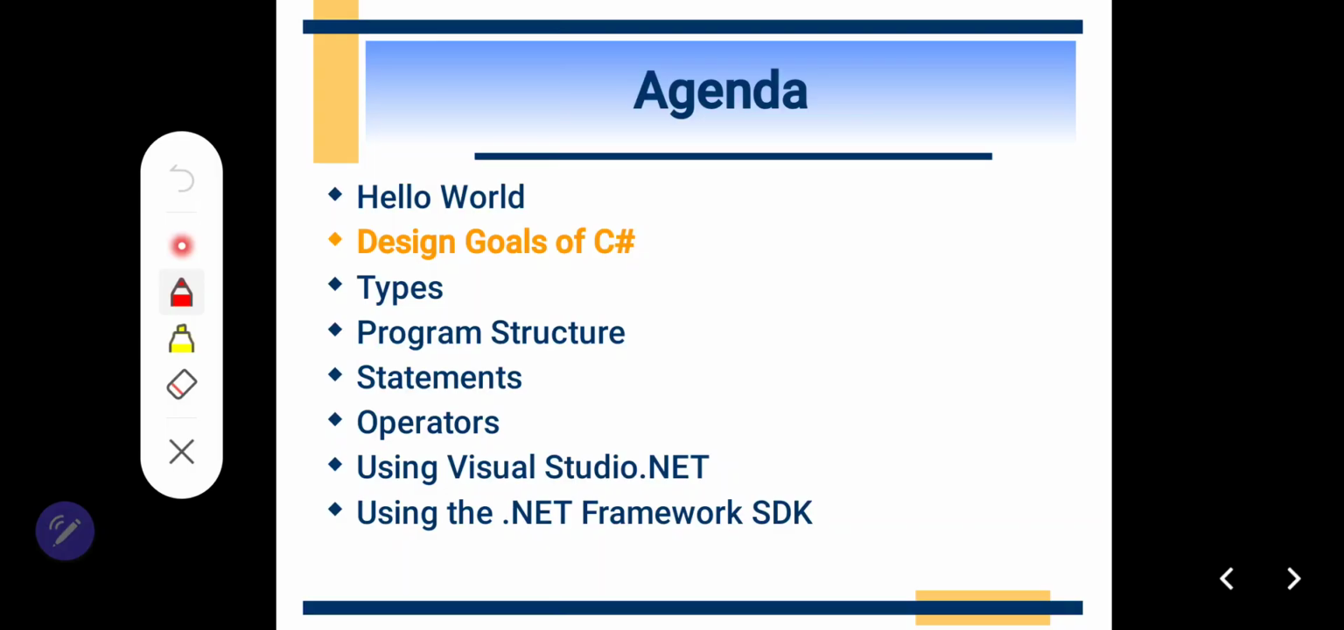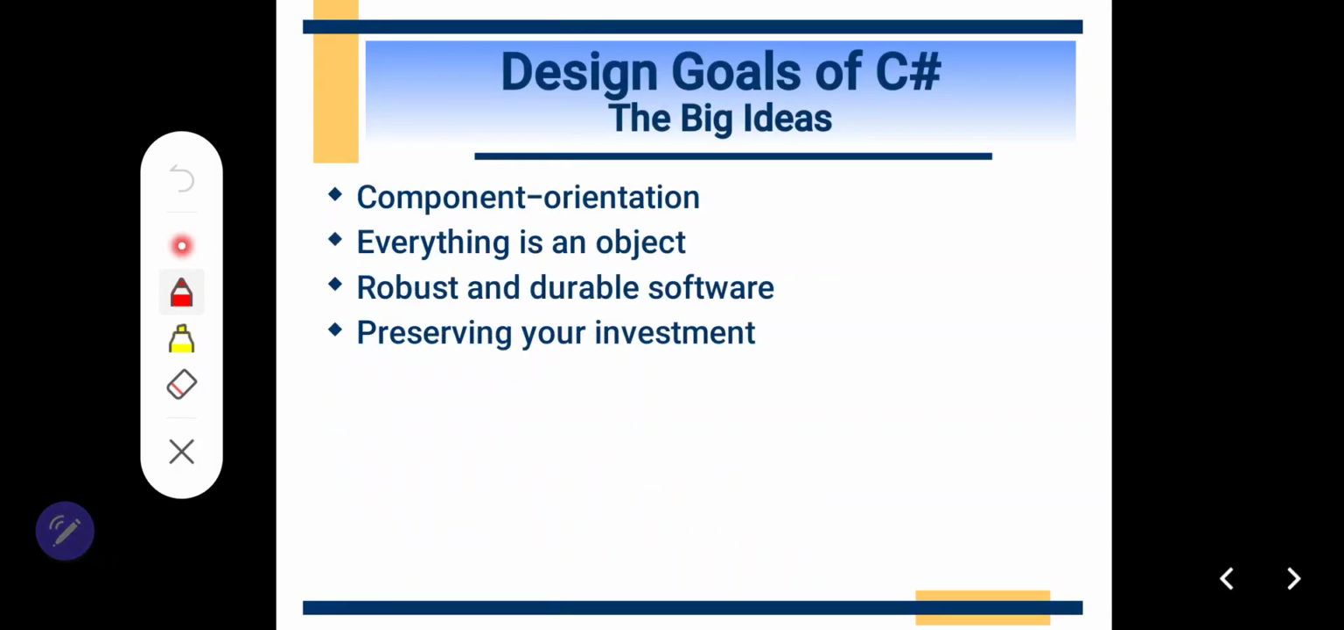Next agenda, design goals of C#. Design goals of C#, the big ideas: component orientation, everything is an object, robust and durable software, and preserving your investment.